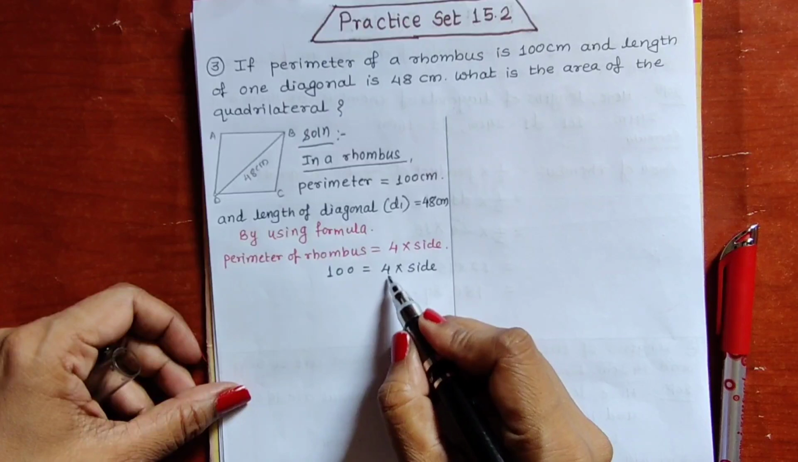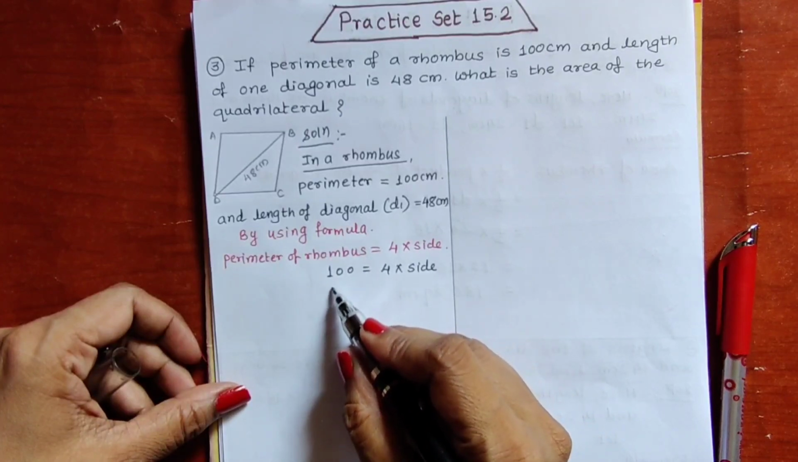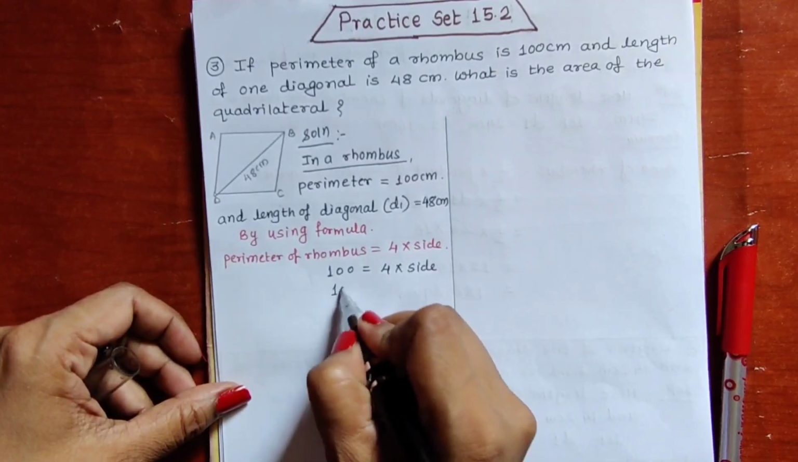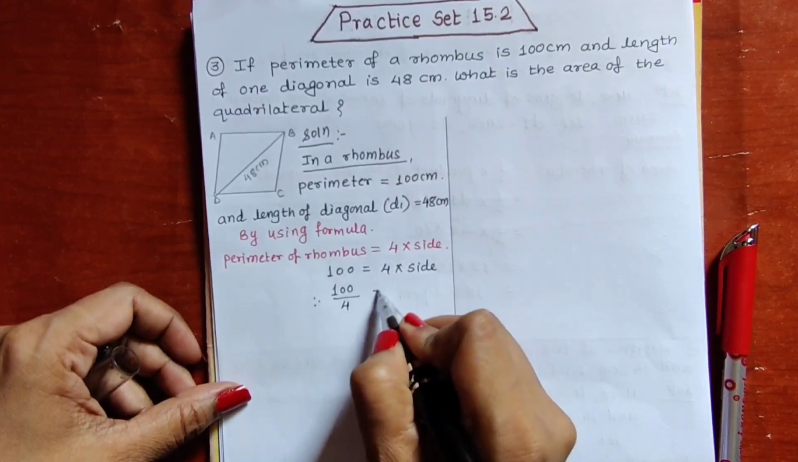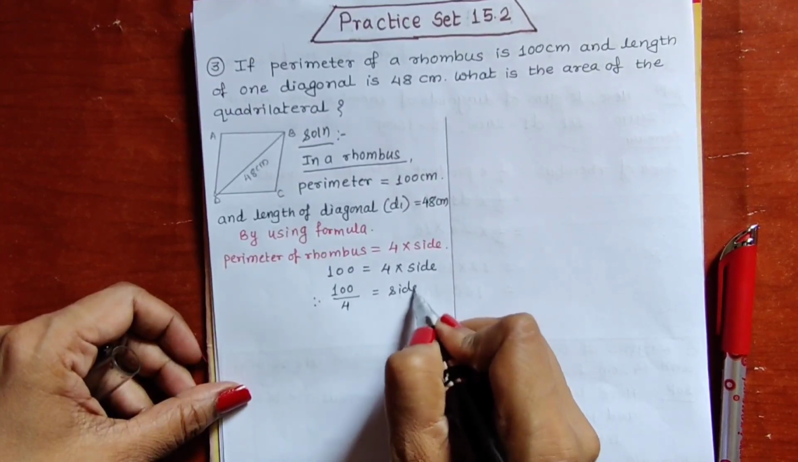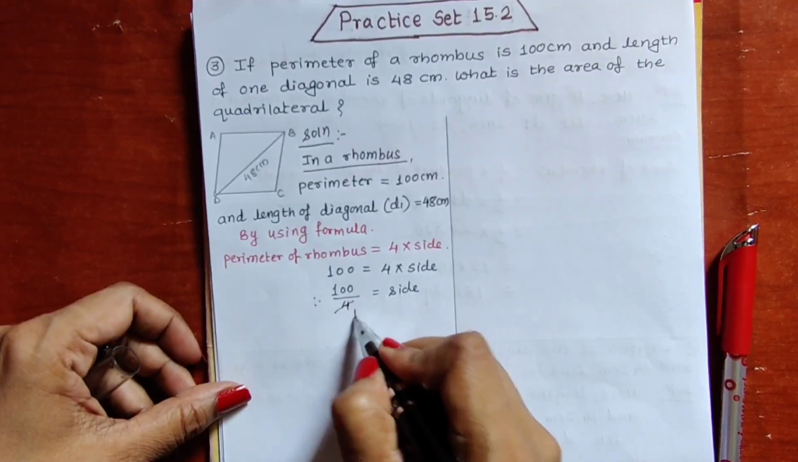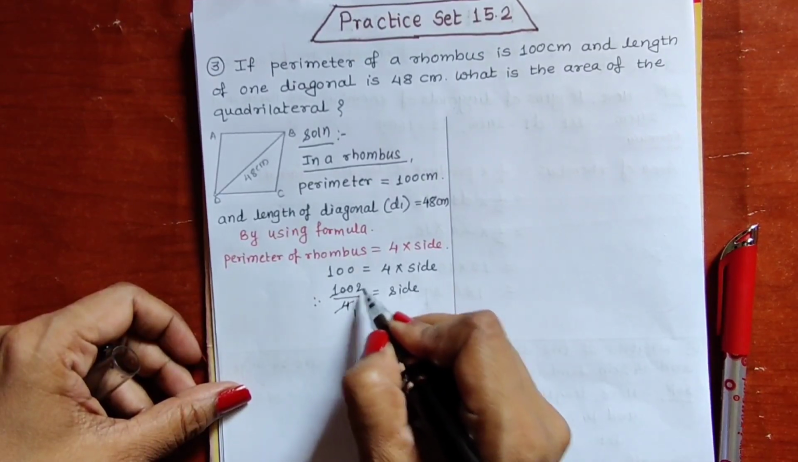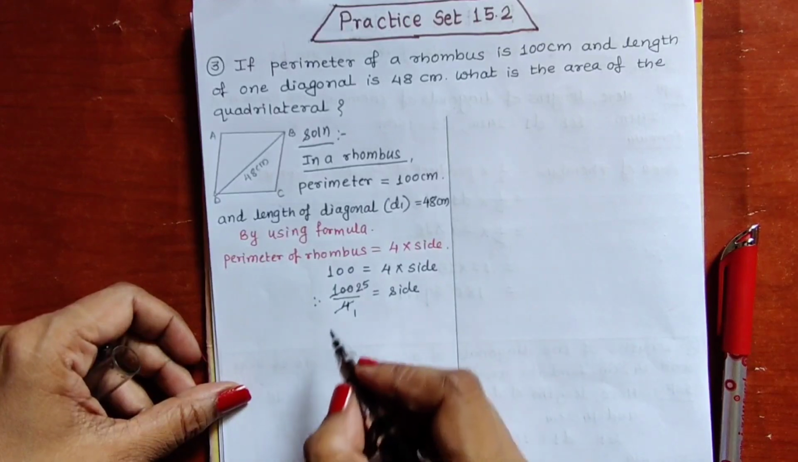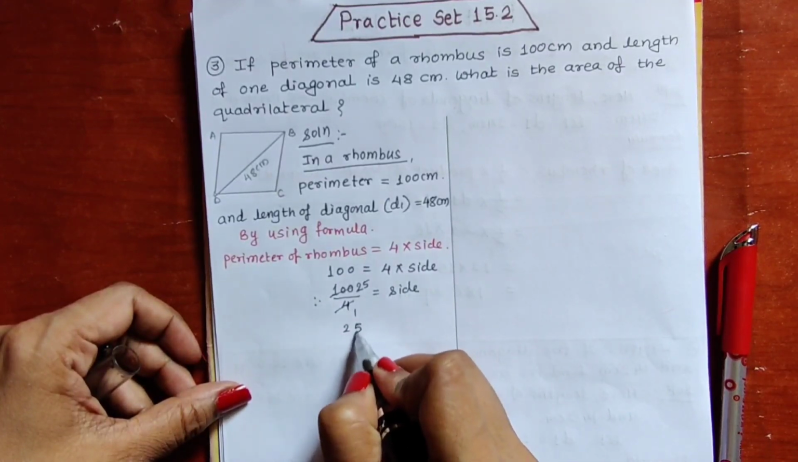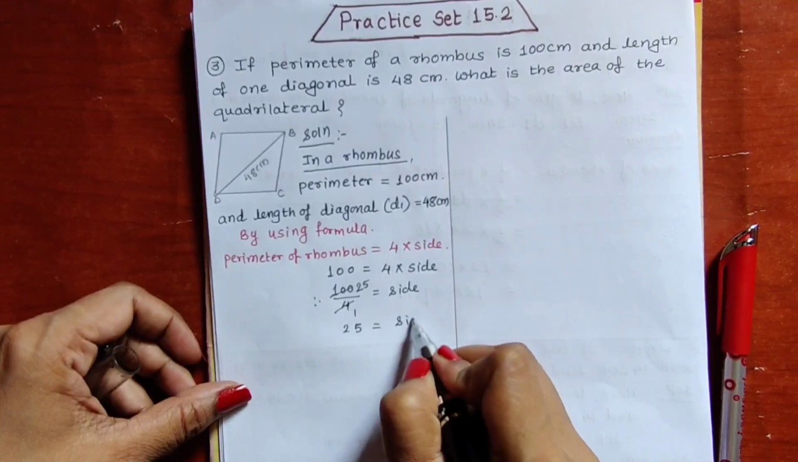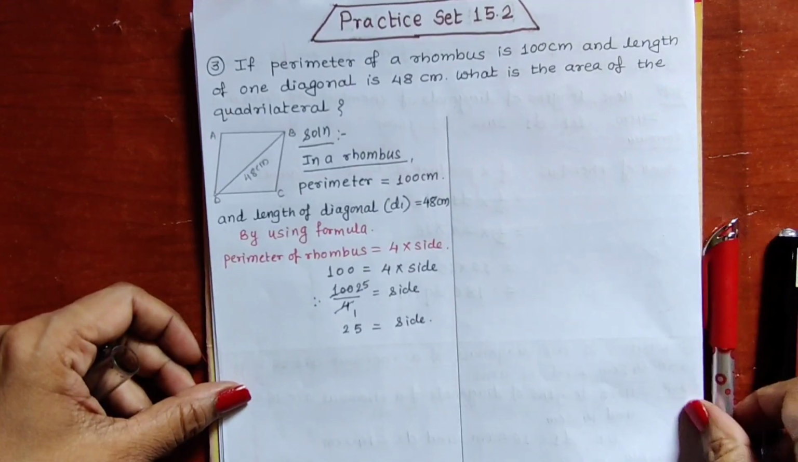Now this 4 multiplied by, I transfer to the left hand side, 100 as it is. This multiply by 4 will become divide by 4, is equal to only side is remaining. So 100 divided by 4 we can do this. 4 1s are 4, 4 2s are 8 and 4 5s are 20. So in this way 25 is equal to side. That means side of a rhombus is what we are getting.